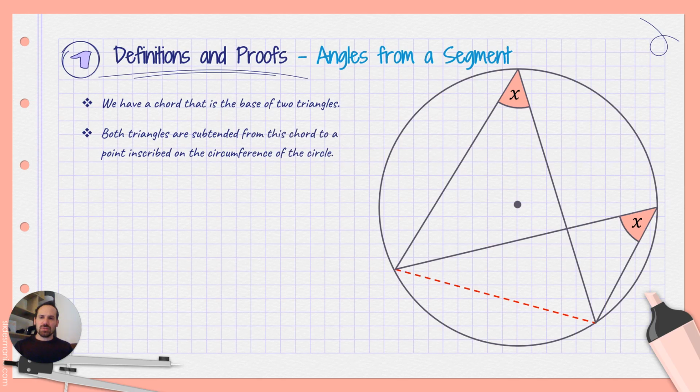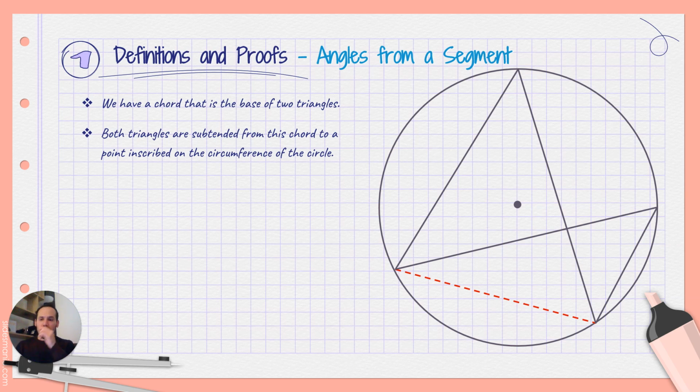So yeah, we've got the chord that's the base of two triangles. Both triangles are subtended from this chord to a point inscribed on the circumference of the circle. So again, make sure you're comfortable with what those keywords mean. Subtended means it's going up from that chord, and inscribed means it's on the circle. So okay, if we didn't know that, how would we prove that?